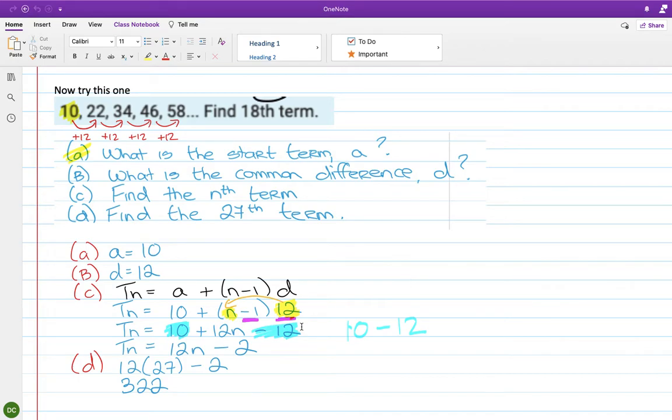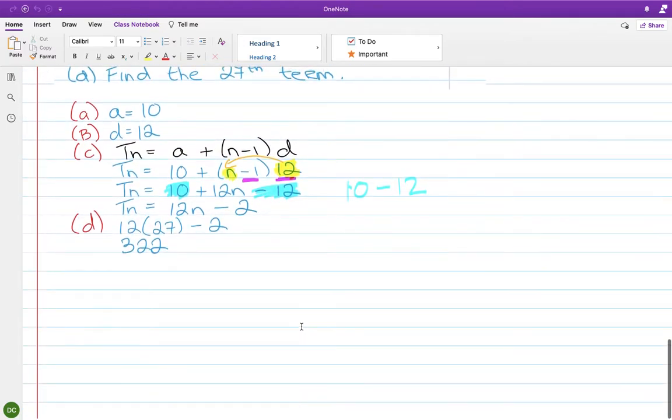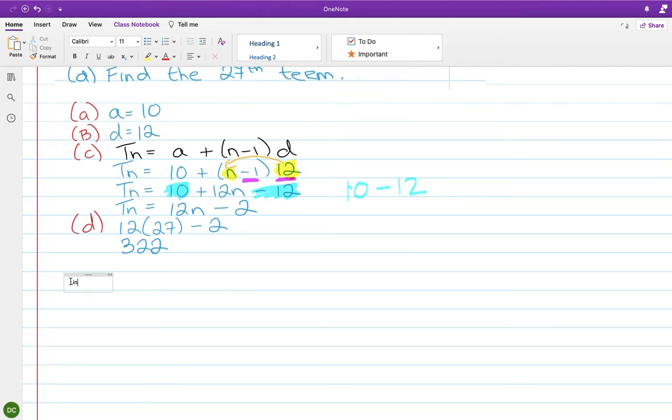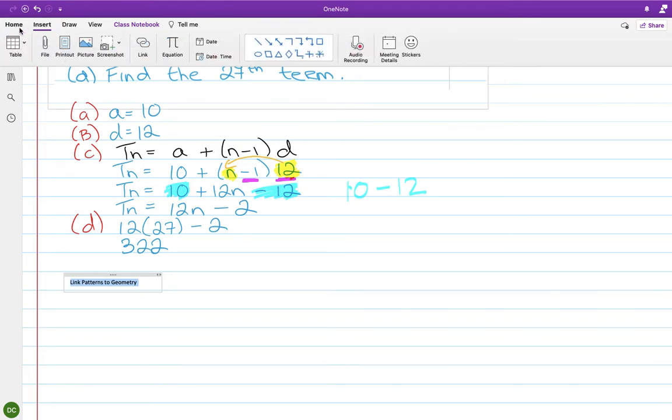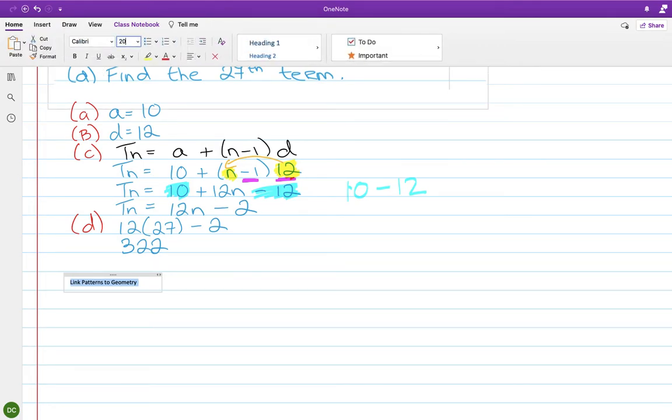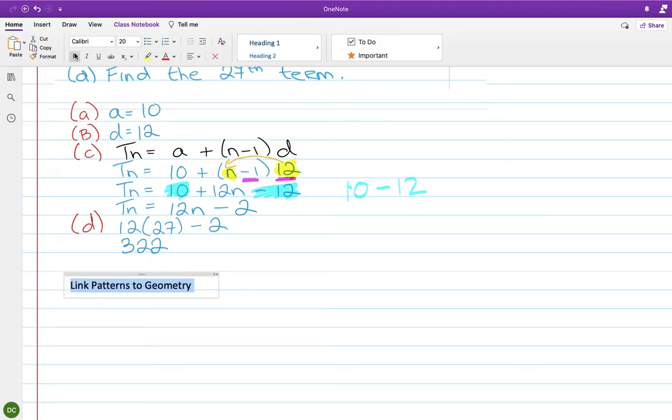Okay, so what I want to try today is I want to try and link patterns to geometry. All right, so the first way, there's a couple of things here, but we're just going to do one of them today. So the first thing is about drawing a graph.